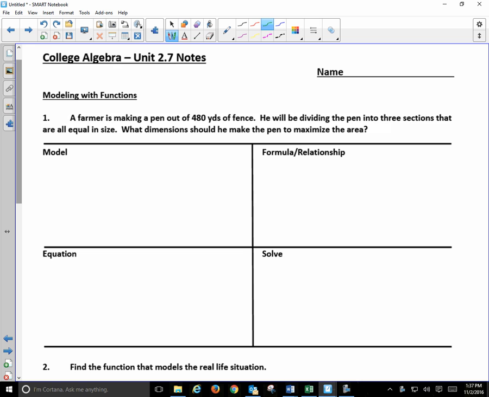Okay, we're going to apply the ideas of maximum and minimum to word problems. I know that you guys love word problems. You always ask the question, when will we use this, right? Well, here's a time where you could use it.